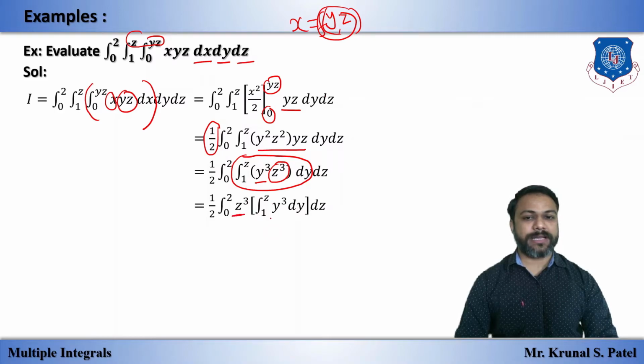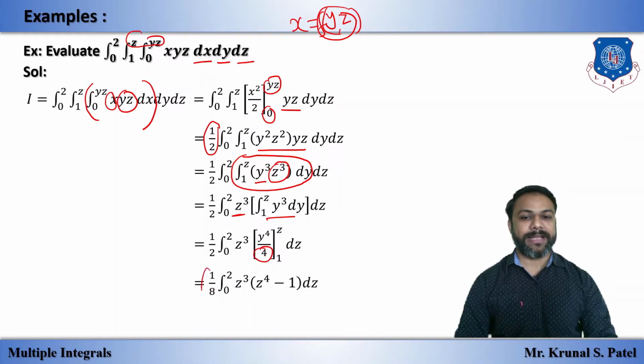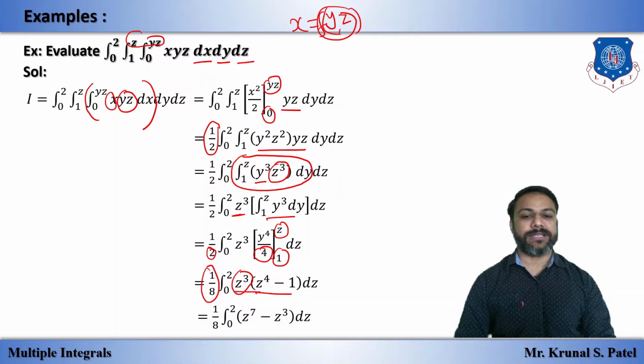So z cube as it is, and the integration of y cube is y raised to 4 by 4, upper limit minus lower limit. So we can take this 4 outside. So 1 by 8, 4 2s are 8, and upper limit if we put z, so z raised to 4, and lower limit 1, so 1 raised to 4, that means 1, so z raised to 4 minus 1. Now multiply z cube to this bracket, so we have z raised to 7 minus z cube.